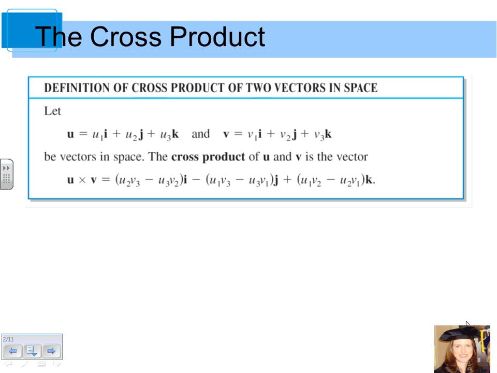Vector u has components u1, u2, and u3. Vector v has components v1, v2, and v3. The cross product of u and v is another vector, u cross v, that uses this formula.